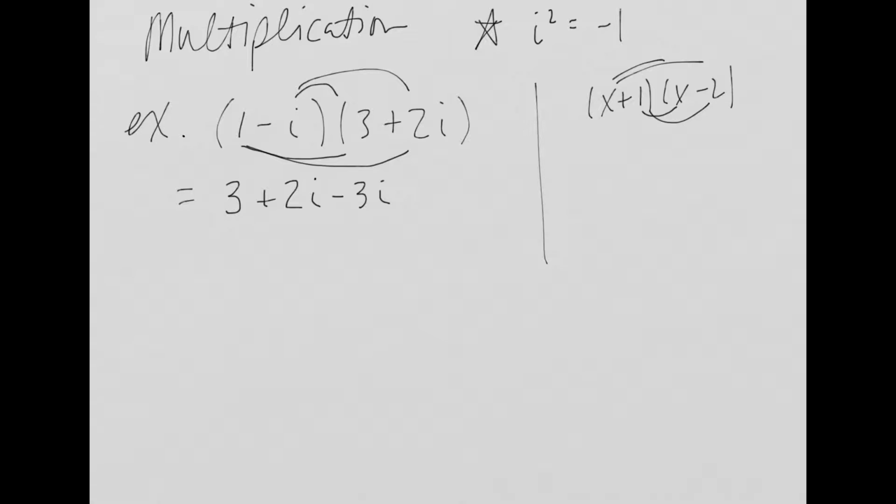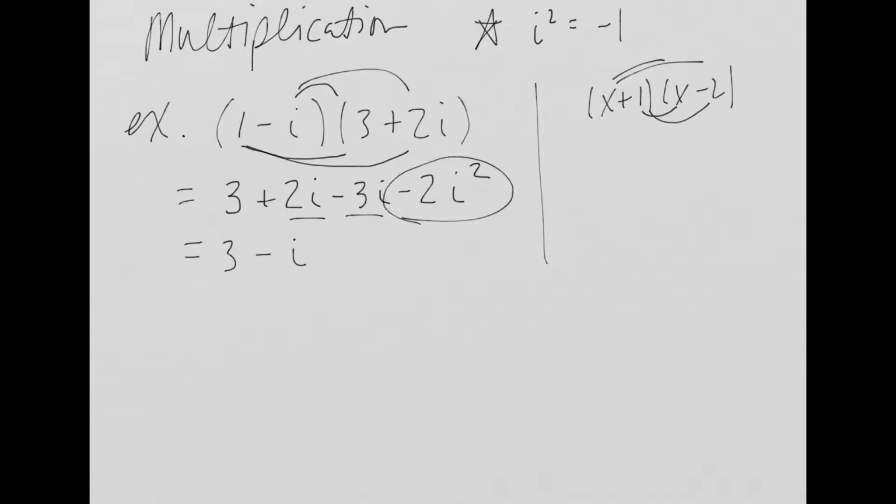Now what's going to go for my last term? Negative i times 2i? Negative 2i squared. Okay, so really all we did, distribution. Everything's good so far. Now let's simplify. Can't do anything with that 3 yet. In the middle I got a 2i and a negative 3i. Well, that's just negative 1i, so negative i.